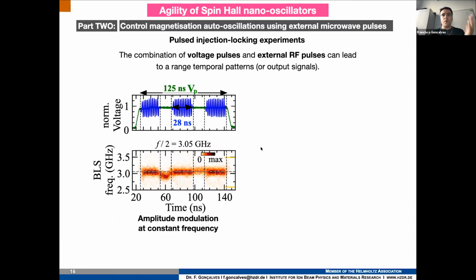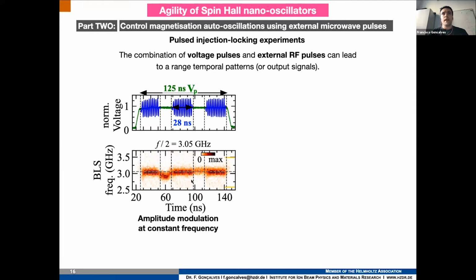Having these two important experiments, putting them together, I will now try to demonstrate how the combination of voltage pulses and external RF pulses can lead to interesting temporal patterns or amplitude patterns. Here on the left, I am showing you a voltage pulse with a train of 3 RF pulses. What we end up with in terms of auto-oscillation response is something that resembles a pattern with an amplitude modulation at constant frequency. As we can see here, there's a maximum, a minimum, maximum, minimum, and so on.